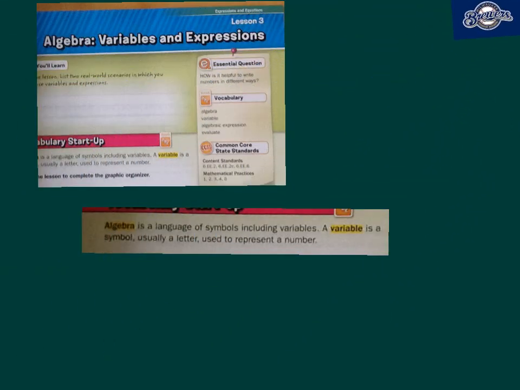Here's some more vocabulary. Algebra is a language of symbols including variables. So algebra is math with numbers and letters. A variable, this is the important word for this lesson. A variable is a symbol, usually a letter, used to represent a number. So for instance, x and y are commonly used variables.